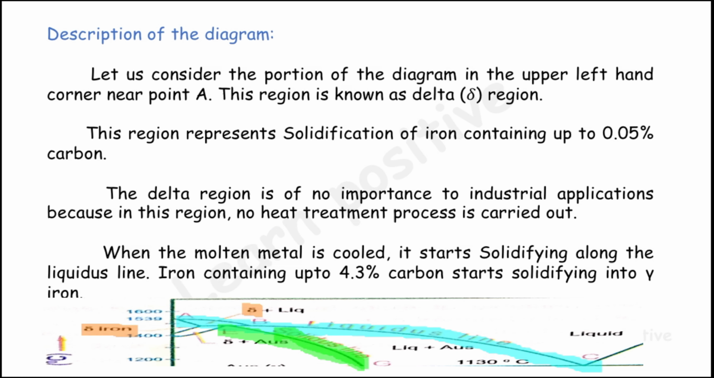Then when the metal is cooled rapidly, starting solidification, the line is called the Liquidus line. It is shown as the blue line in the diagram below. It has the carbon content of 4.3% and starts solidification into gamma iron from the delta iron. So we are going to create the gamma iron. We decrease the temperature up to 1130 degrees Celsius at the point C.